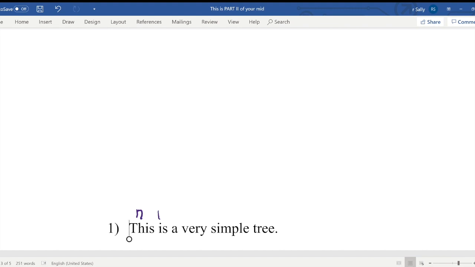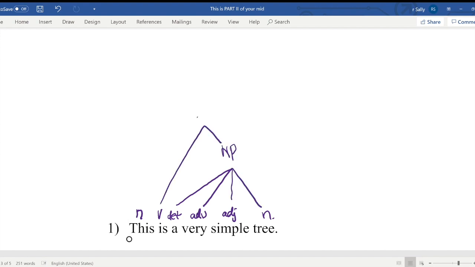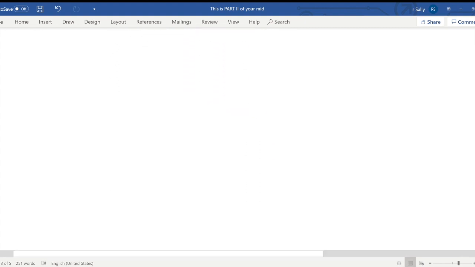Is the verb. And this noun phrase is dominated by the verb phrase here. And that is our main verb phrase. This is our main noun phrase. And that is our first sentence. Let's go to the next sentence.